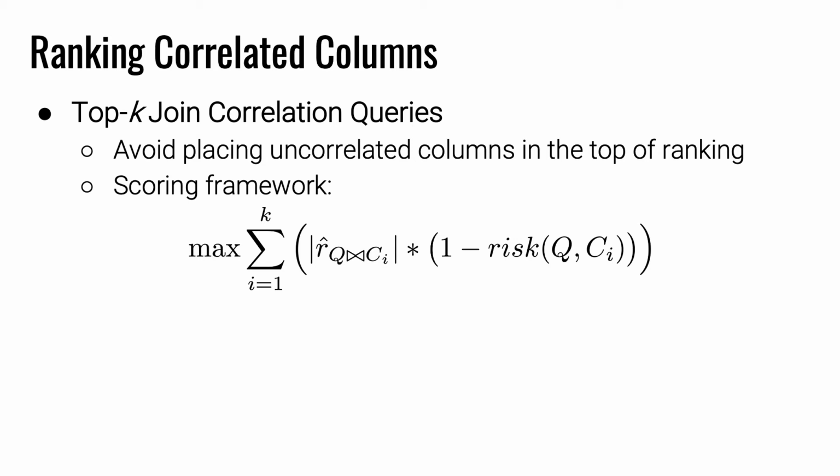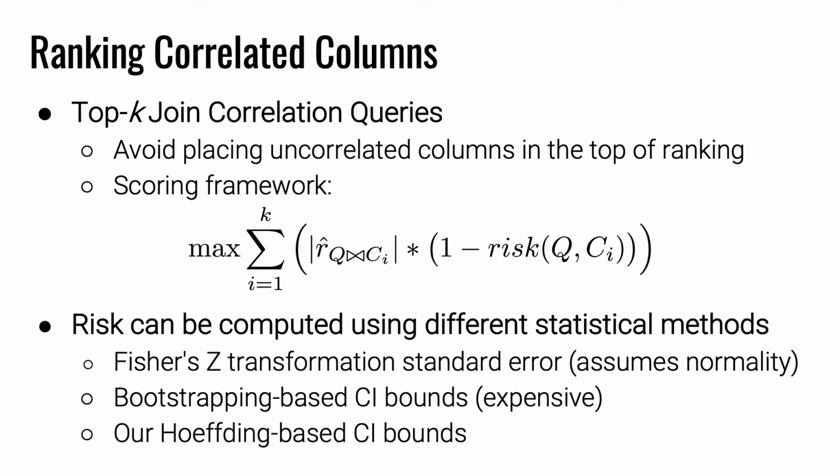More specifically, instead of only using the correlation estimate, we apply a penalization factor according to the risk that the estimate is a bad approximation. In order to measure this risk, we can use multiple statistical methods. For example, we can use the Fisher-Z transformation to compute the standard error. However, this method assumes that the data follows a normal distribution. An alternative approach could be to use bootstrapping methods for computing confidence intervals. Bootstrapping methods tend to be more robust for data from any distribution. However, they are also extremely expensive to compute.